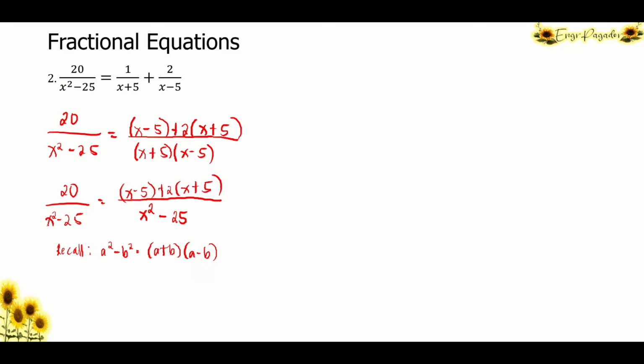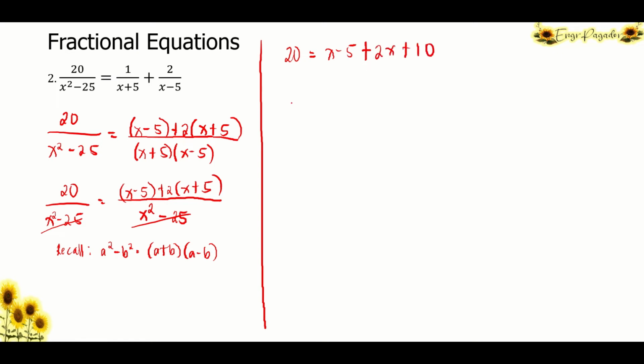So, from here, gaya ng ginawa natin sa previous example, we can just cancel this out directly since they are equal naman. So, we will be left with 20 is equal to x minus 5 plus si 2, distribute na natin siya. So, that will be equal to 2x plus 10. Now, we combine like terms. This is equal to 20. And then x plus 2x, since they are both positive, that is equal to 3x. And then negative 5 plus 10, that is positive 5.